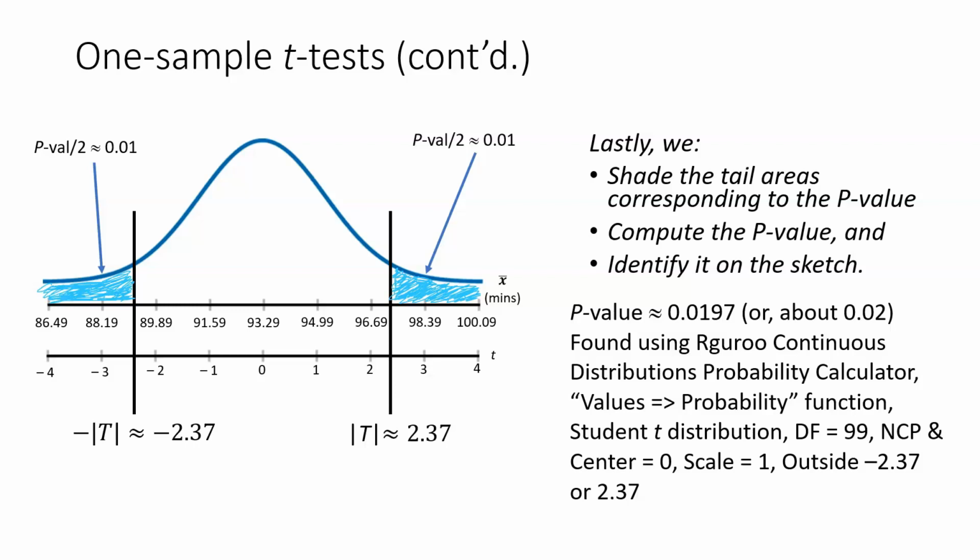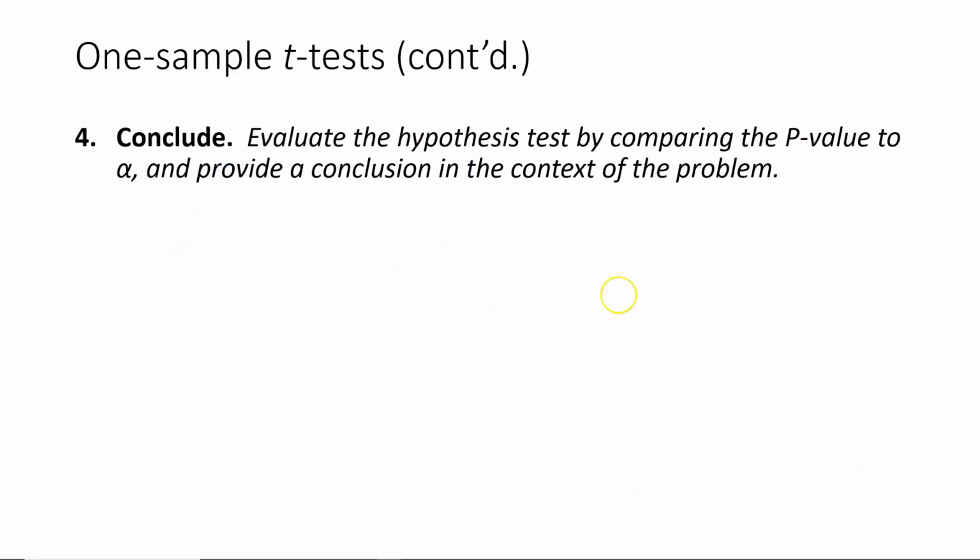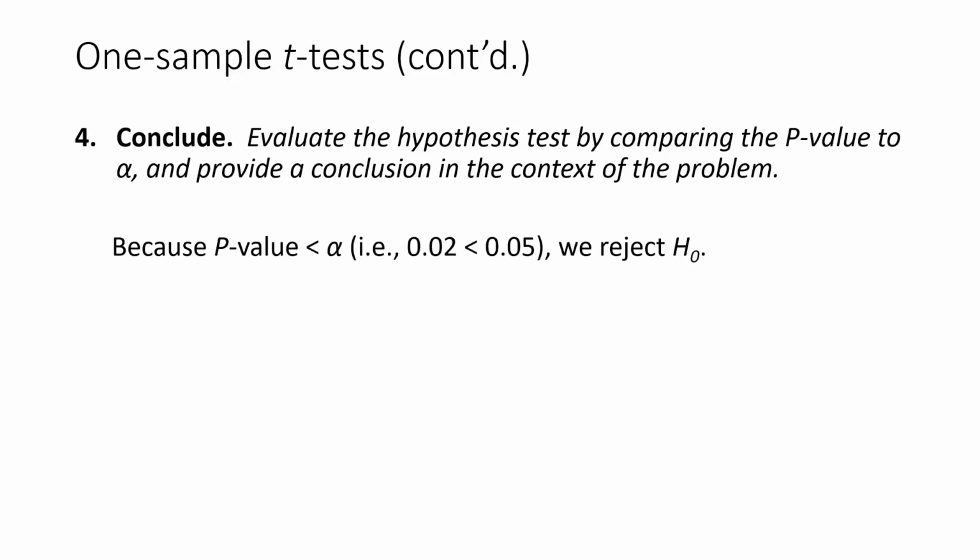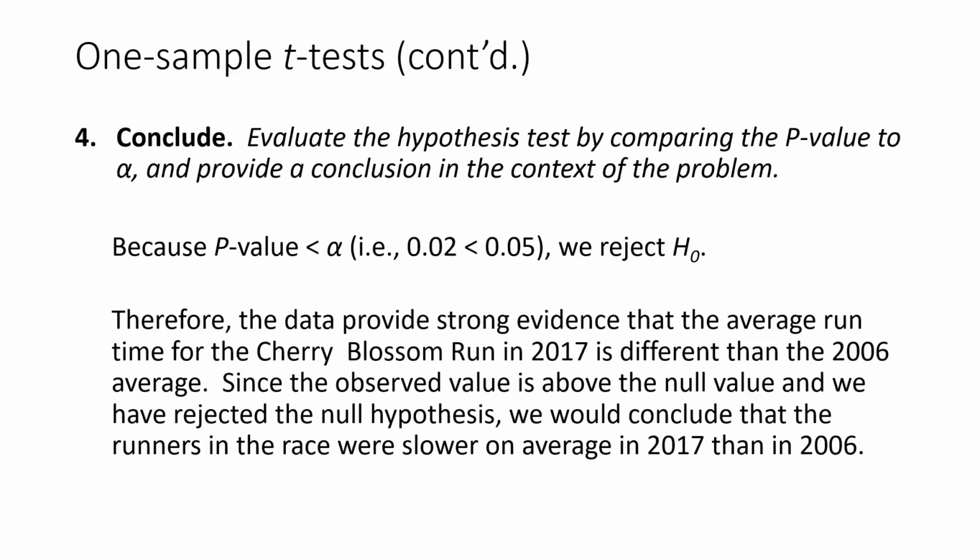All right, the last thing we're going to do is move to our conclude step. In the conclude step, we're going to evaluate the hypothesis test by comparing the capital P, or probability value, to alpha and provide a conclusion in the context of the problem. So because our probability, or p-value, is less than alpha, that is 2 hundredths is less than 5 hundredths, we're going to reject the null hypothesis.